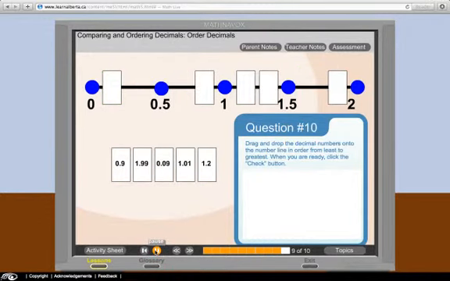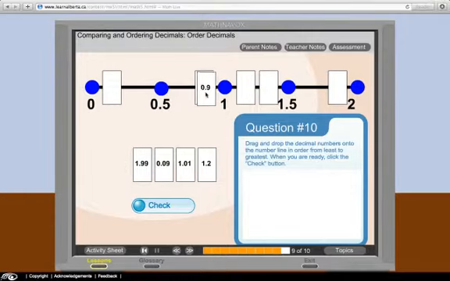Drag and drop the decimal numbers onto the number line in order from least to greatest. When you're ready, all right, let's take a look again with that. We have 2 numbers that are smaller or less than 1. Here's my 1 benchmark. I have 2 that are smaller. Which 2 would it be? It would be this one, 0.9, 0.09.